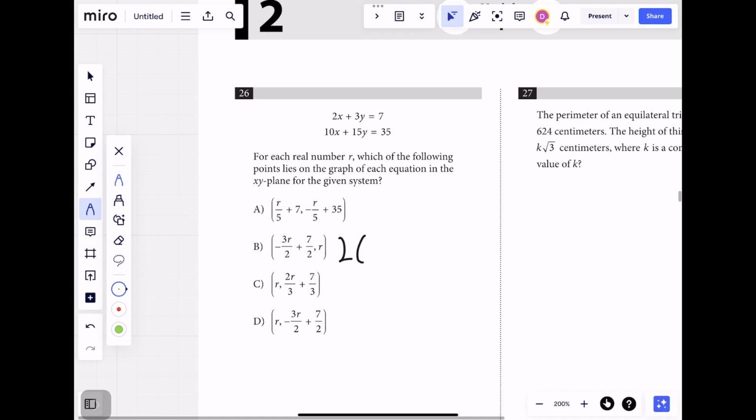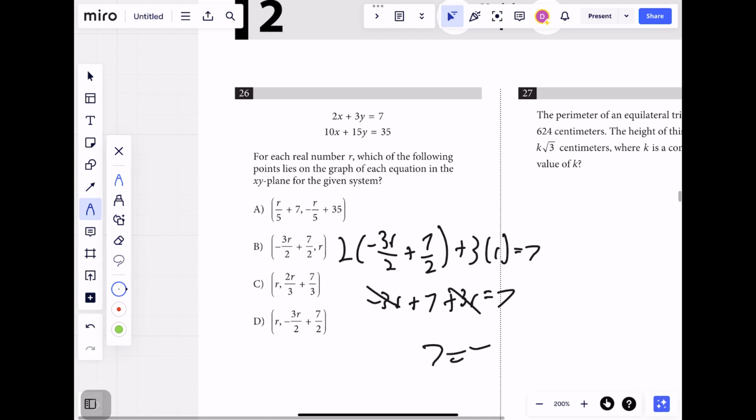So 2 times 3r over 2 plus 7 over 2, and then plus 3r. That's going to be negative 3r plus 7 plus 3r equals 7. These cancel out, 7 equals 7.